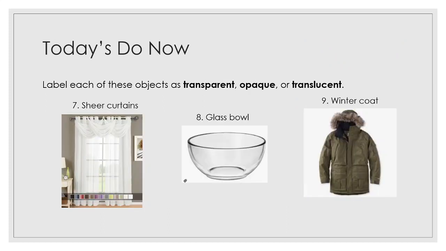Our final set of answers, we're learning about these words: transparent, opaque, and translucent. How would we describe some sheer curtains? Well, they let some light through, but not all of the light, so those curtains are translucent. That means that some light passes through.